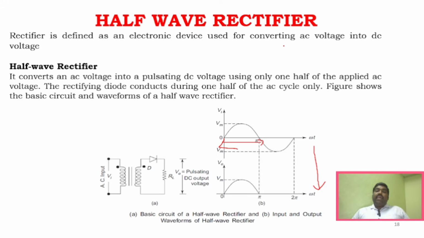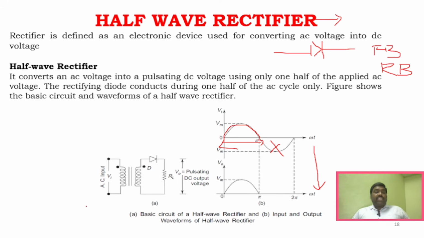As I said, this rectifier works on the principle of a diode, the PN junction diode. We know that in a PN junction diode, current conduction will take place in one direction, that is when it is forward biased, and it will not conduct during reverse bias, right? So if it conducts, it allows the input voltage to flow through, and if it does not conduct, it will block the input voltage, right?